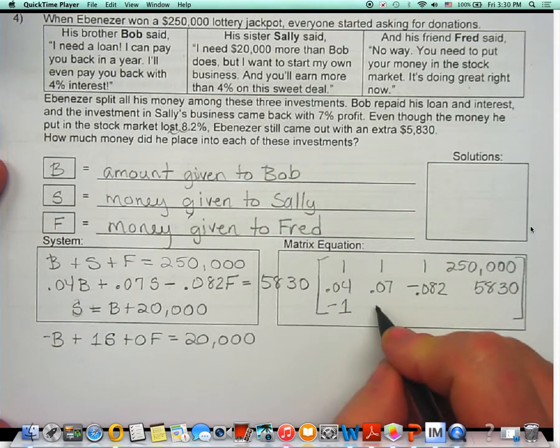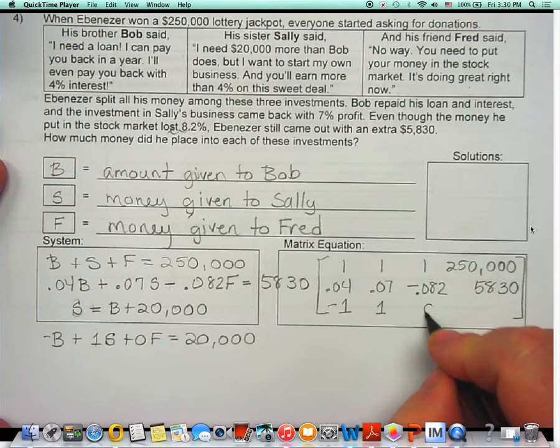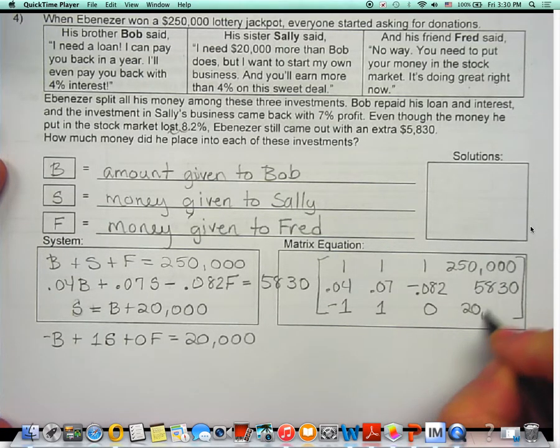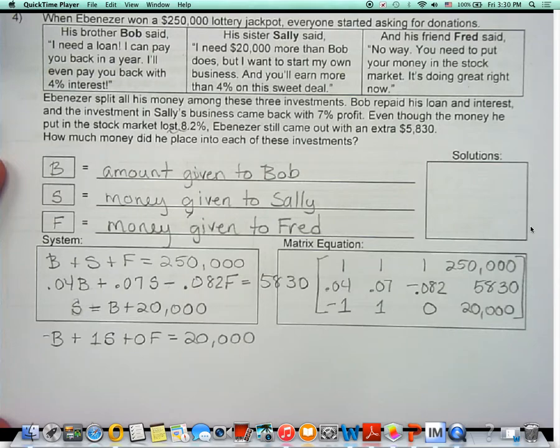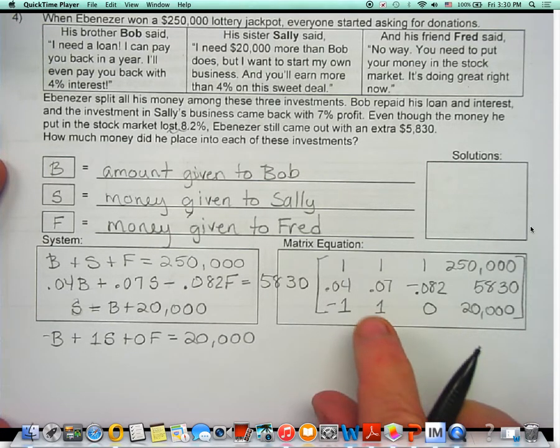Negative 1, plus 1, 0, 20,000. Be careful. Put them in just like this.